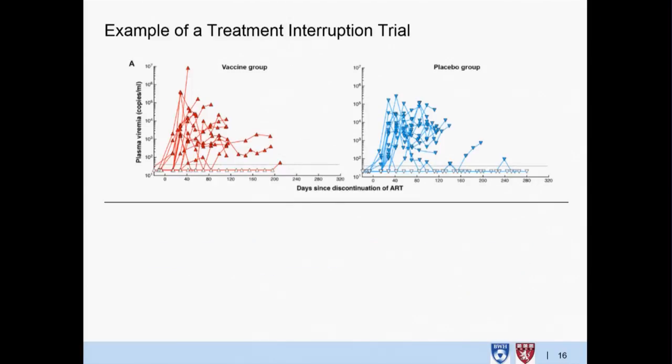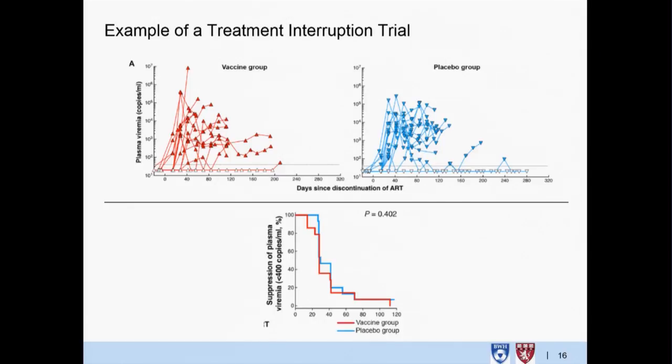And here is a graph showing you what happened after treatment interruption. On the left side is the vaccine group, on the right side is the placebo group, and each of the different lines represents the viral loads after treatment interruption. And this is a graph also showing the proportion or the percent of individuals who remained suppressed. So you start off at 100%, everyone was suppressed, and then over time, patients lost suppression, and so the line started going down. And what you can see is that the vaccine line is a red line, and the placebo line is a blue line.